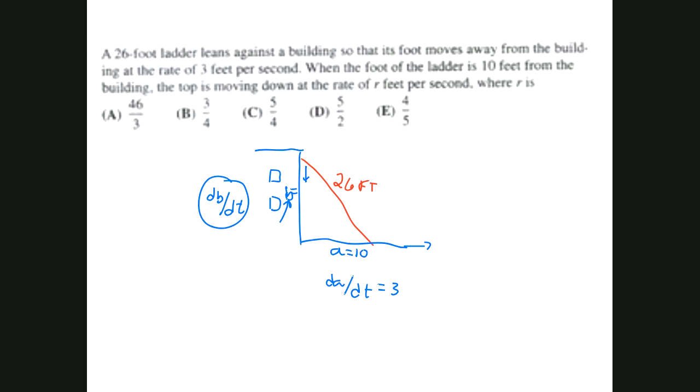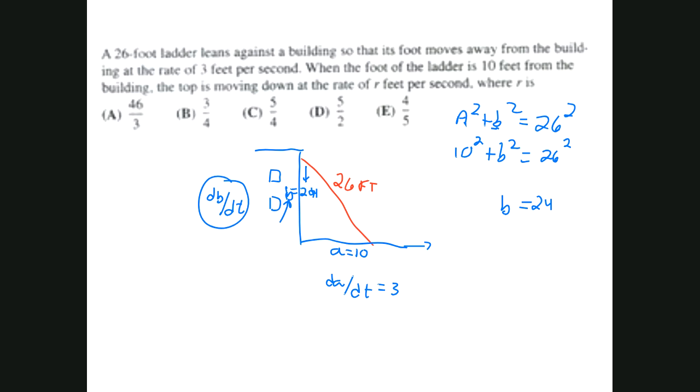So I'm just going to go A squared plus B squared is equal to 26 squared, right? And we should be able to figure out what B is, because we know A is 10, so that's 10 squared plus B squared is equal to 26 squared. All right, you guys have the calculators and all that. What does B equal? I don't have my calculator with me today. So what does B equal? 24? Okay. So now this side is going to be 24.